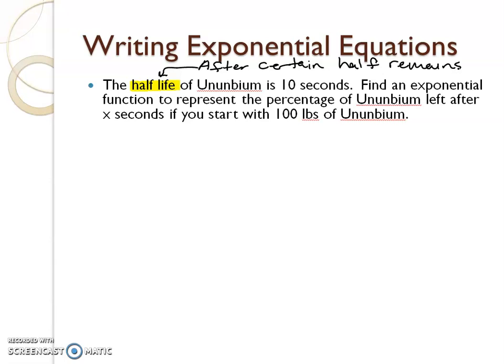Okay? So if I read through this, they say the half-life of unumbium is 10 seconds. Okay? Find an exponential function to represent the percentage of unumbium left after x seconds if you start with 100 pounds of unumbium. Okay? So I'm looking down through, what do I see? Well, the first thing that stuck out to me was right here at the beginning. I start with 100 pounds. So my starting value, my A, is 100. Okay, the other thing I saw up there, I saw something referring to seconds. Well, seconds, that's going to be referring to my time. So that means my x is going to be 10.